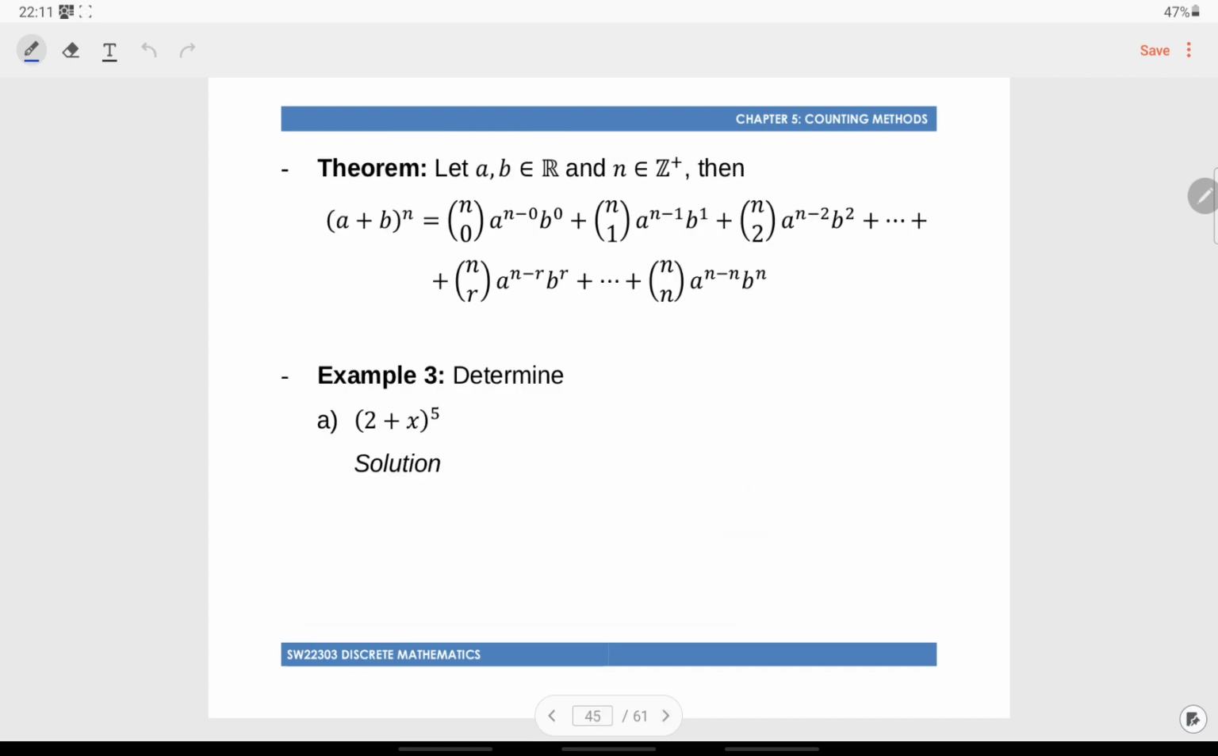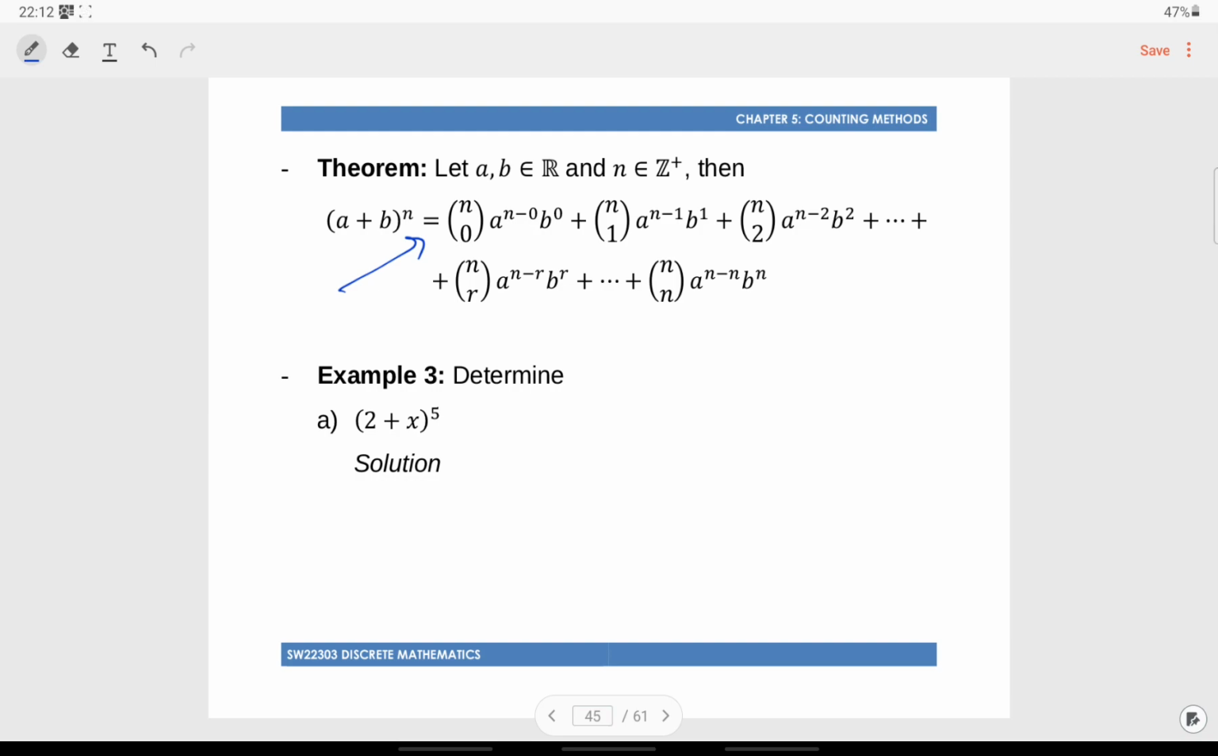Okay, now we have the following theorem, which is the application of the binomial theorem. So let's say a and b are real numbers and n is a positive integer. Then (a plus b) to the power of n can be computed by using the following equation. The expansion of (a plus b) to the power of n can be computed by using the following equation.